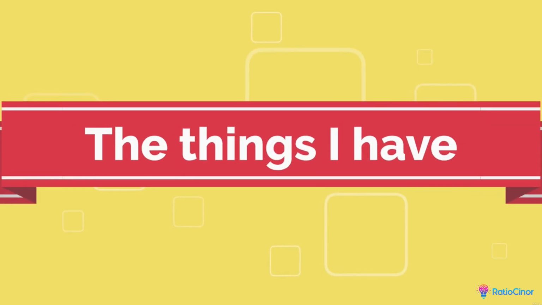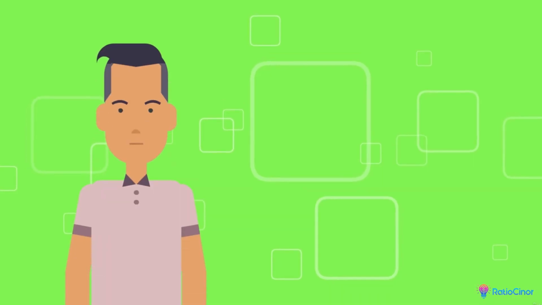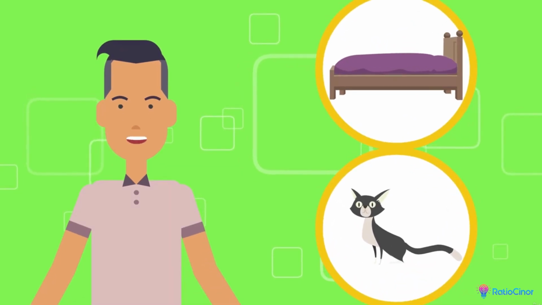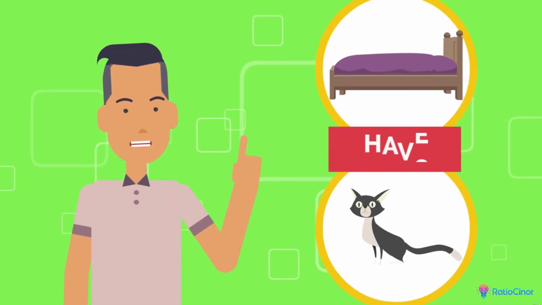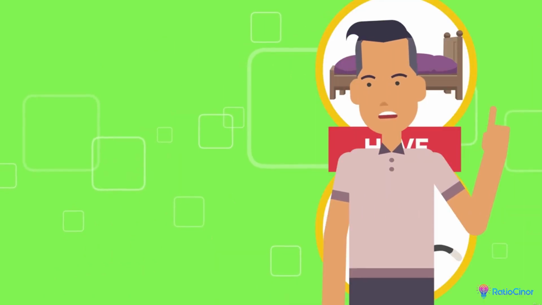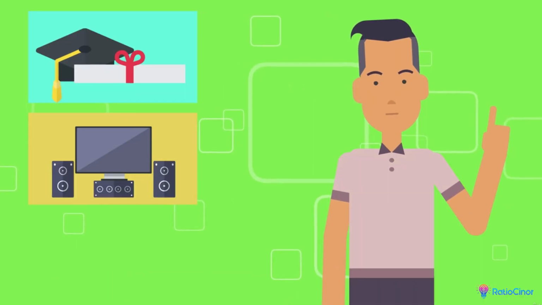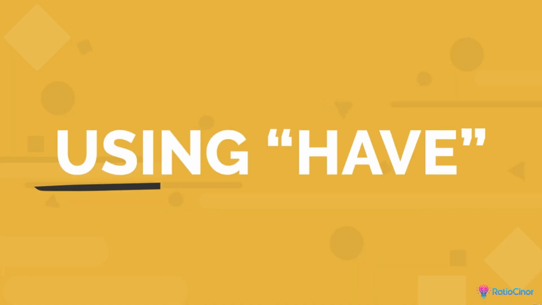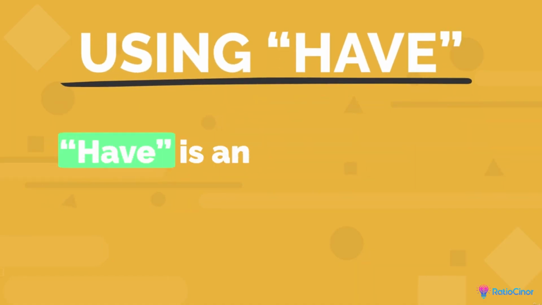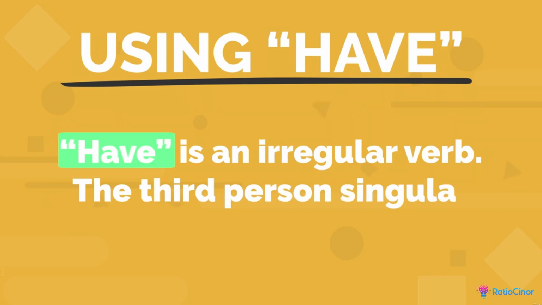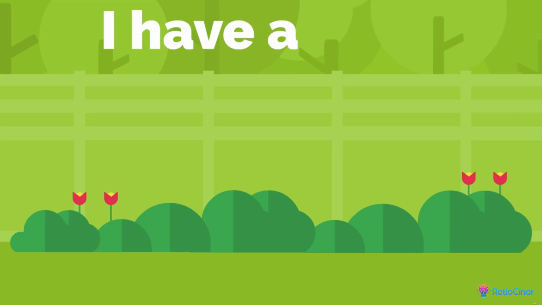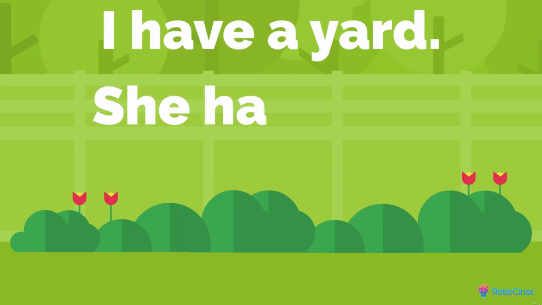The things I have. When you talk about things you own, such as furniture or pets, you can use the verb have. You can also use it to talk about your qualifications and the appliances and rooms in your home. Using have. Have is an irregular verb. The third person singular form is has, not haves. I have a yard. She has a yard.